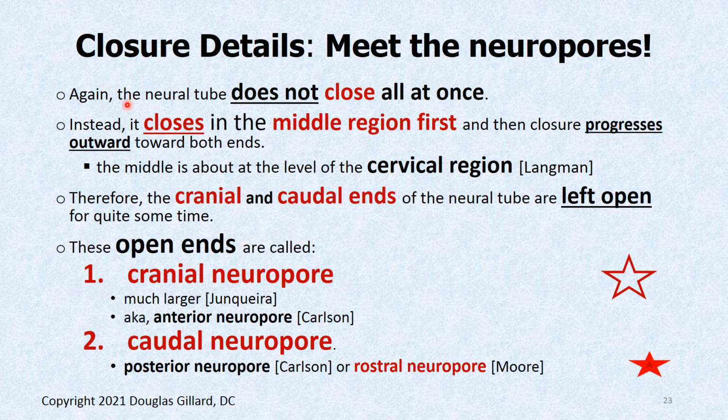So again, as I said, the neural tube doesn't close all at once. It closes more in the cervical region first. According to Langman, it's more in the cervical, which is more in the middle of the bilaminar disc at this point. And then it zips up to the caudal and cranial ends. If it's fused in the middle, if it's tube-like in the middle, the open ends have names, and those are called the neural pores, where the neural plate hasn't rolled up into a tube yet.